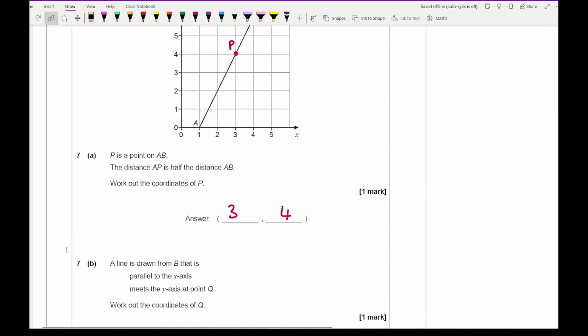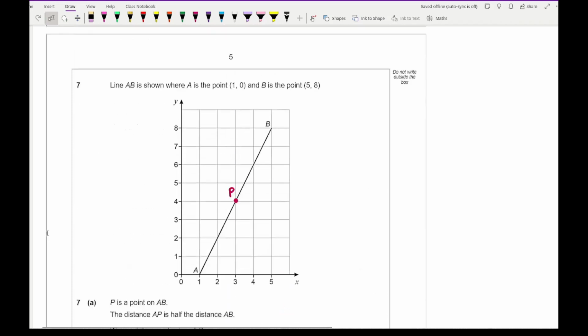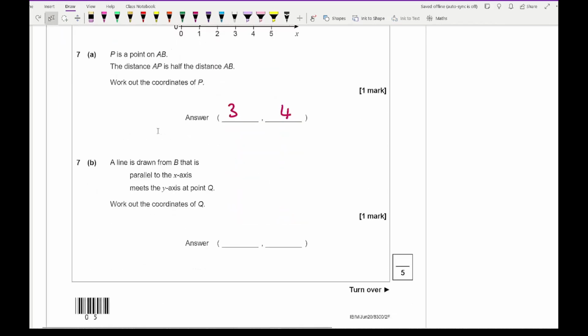The next question says a line is drawn from B that is parallel to the x-axis and meets the y-axis at Q. Work out the coordinates of Q. So we know the line starts here. We know it's parallel to the x-axis, which means that the line must be horizontal. And we know that Q lies on the y-axis. So this is where Q is going to be, here. And what's that coordinate? Well, that's going to be 0, 8.